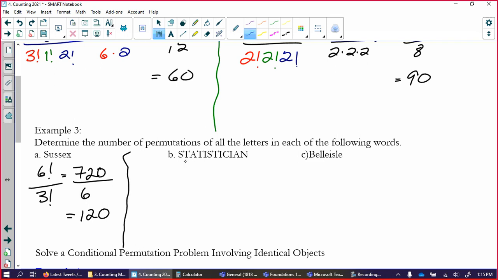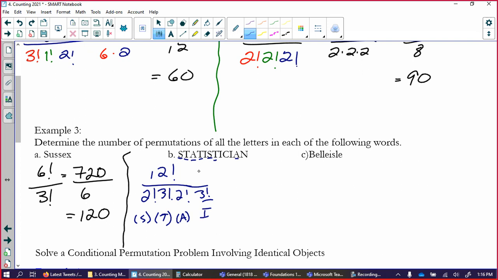Statistician. Wow, that has a lot of letters. 3, 4, 5, 6, 7, 8, 9, 10, 11. 1, 2, 3, 6, 9, 12 letters. So there's 12 factorial. Oh, we've got 2 S's. I sometimes like to do this for the T's. 2 factorial. The A's. Oh, I got to extend that.